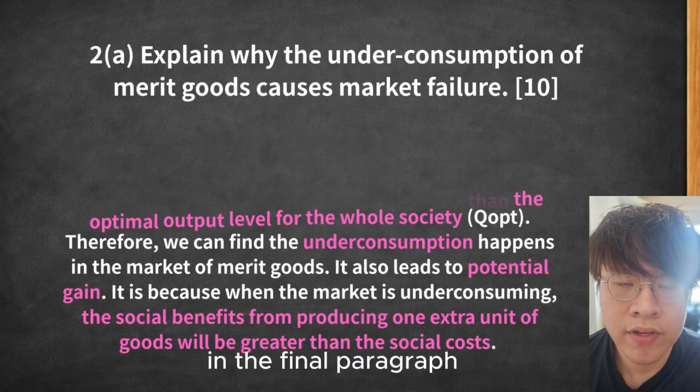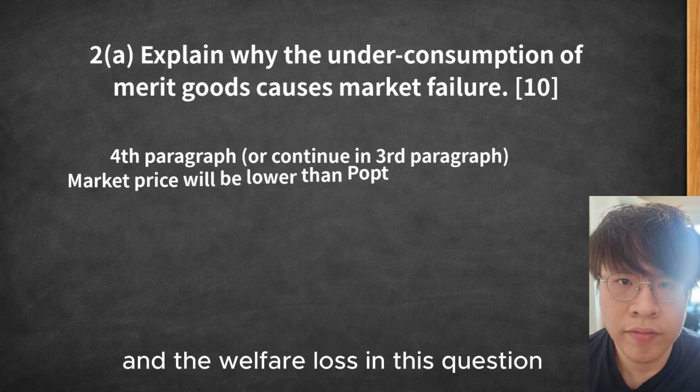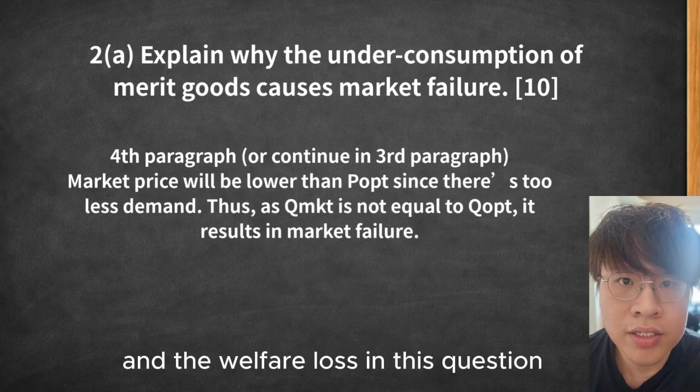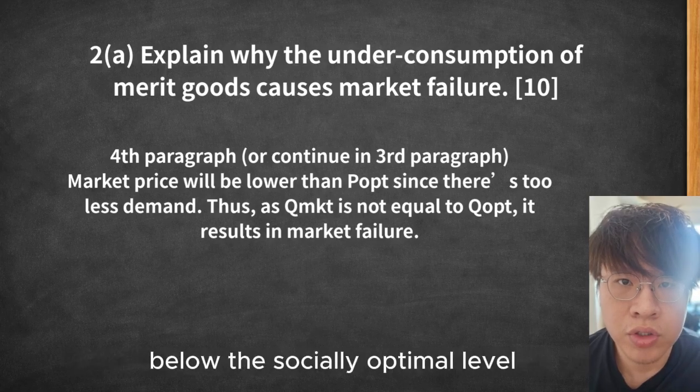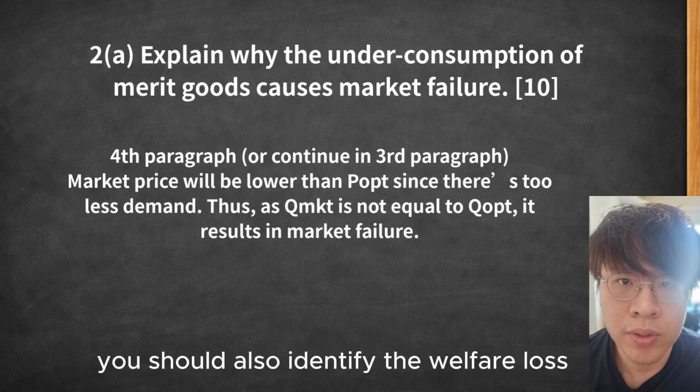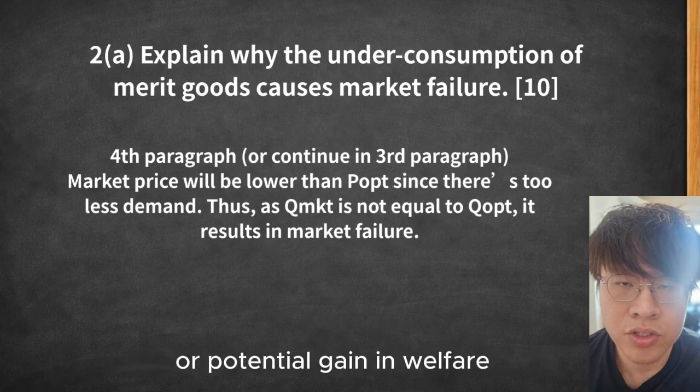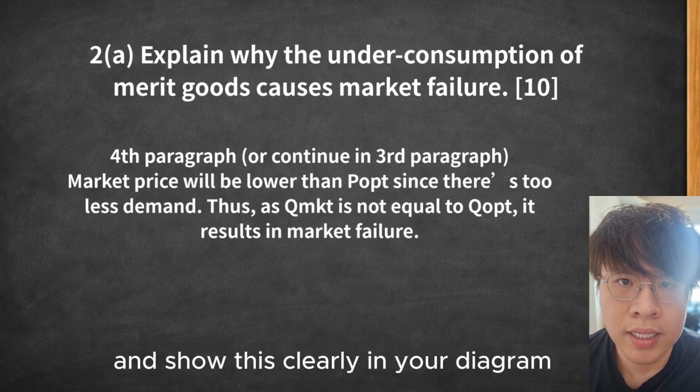In the final paragraph, you should explain the price change and the welfare loss. In this question, underconsumption means demand is too low, which leads to a market price below the socially optimal level. You should also identify the welfare loss, or potential gain in welfare, and show this clearly in your diagram.